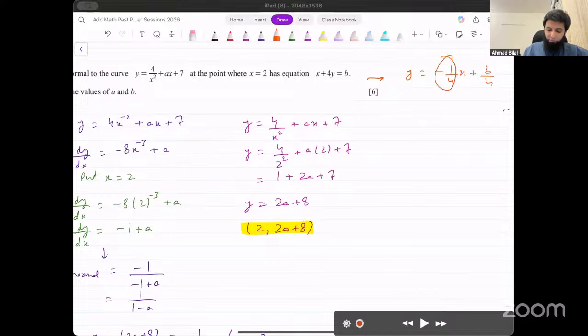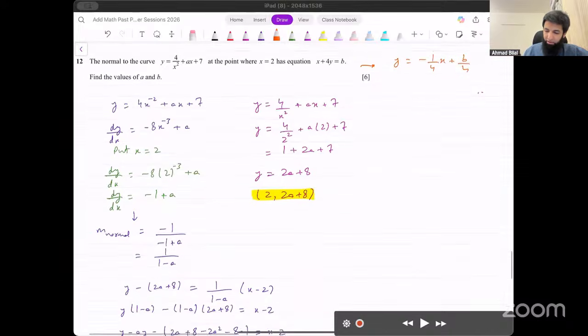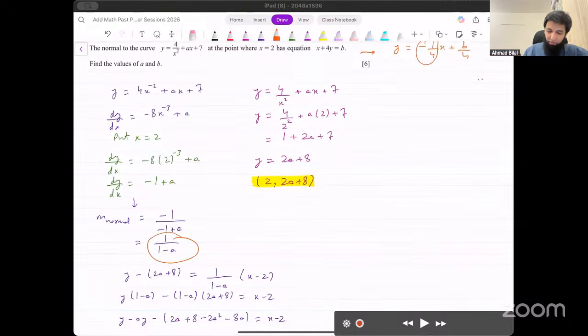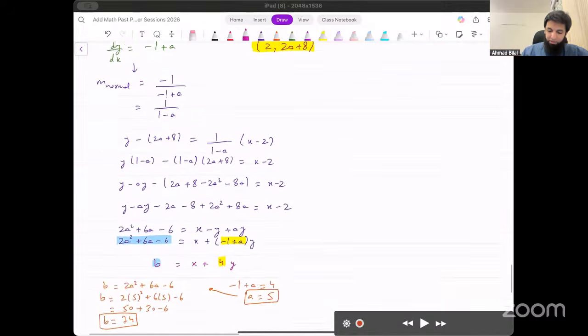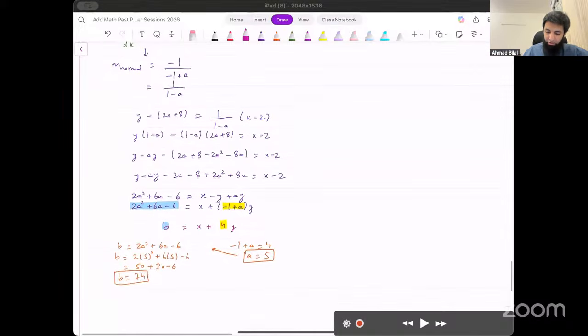The gradient is minus 1 over 4, so we could compare the gradients, yes. That will give us the value for a. Yes, a we could find using that. Compare this with this. We could find the value of a from that. Once we've got the value for a, then we could find the y-intercept after that.